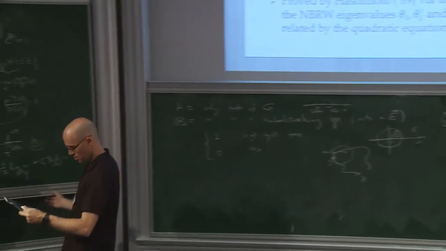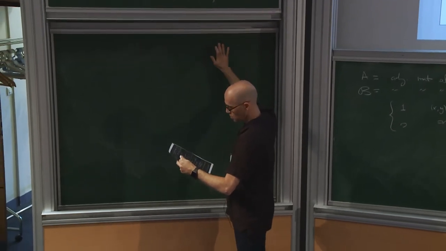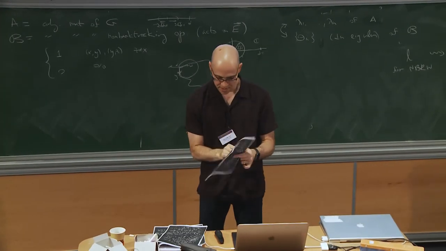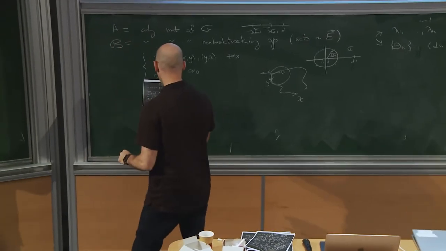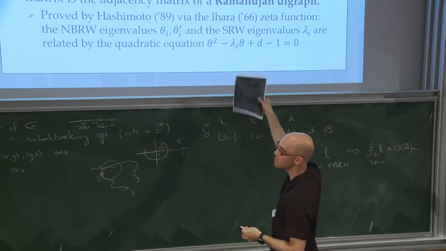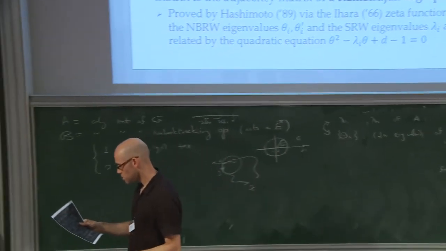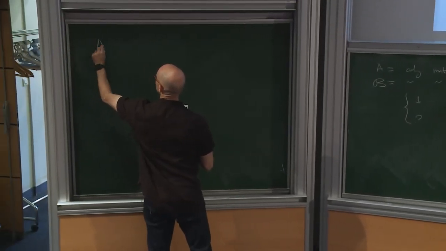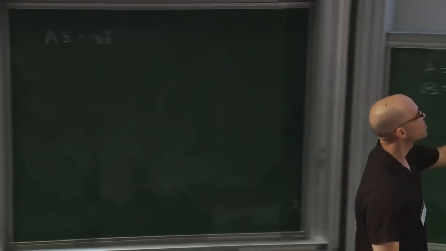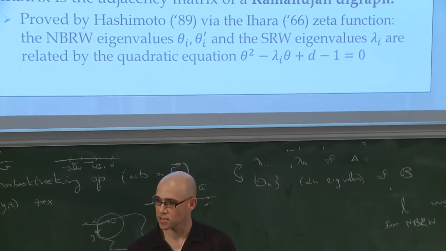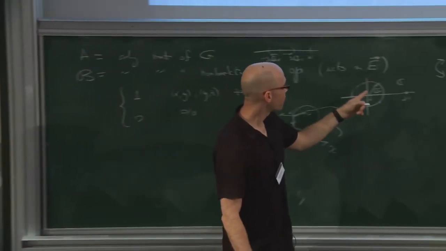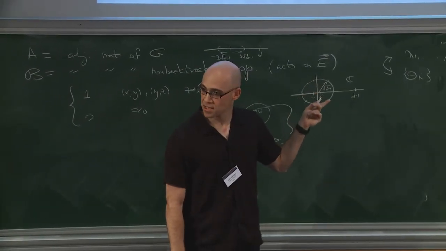One little calculation that Charles did yesterday, and he did it a little quickly, I want to do again because I think it's important to bear in mind: how you can actually see that every lambda gives rise to two such thetas. So suppose that A F equals lambda F. And suppose that theta solves this equation, it's a root of this quadratic. Then I want to convince you that you can write down an eigenvalue of B that matches theta.